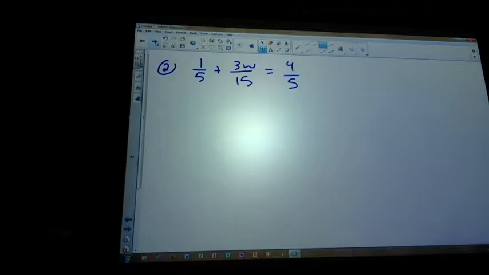Okay, I would like for us to get rid of our denominators. So somebody shout out one of the denominators up there. 7. What's another one? 5. What's another one? 15. 15, 3, 2. We have 5, 15, and 5.